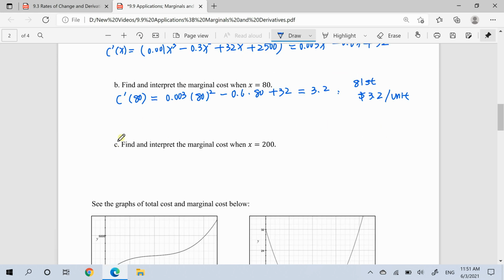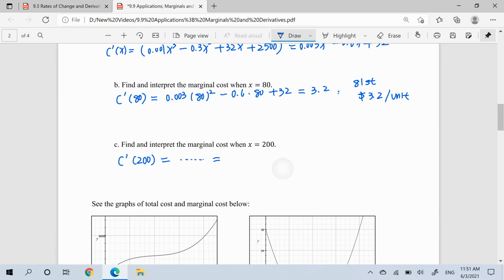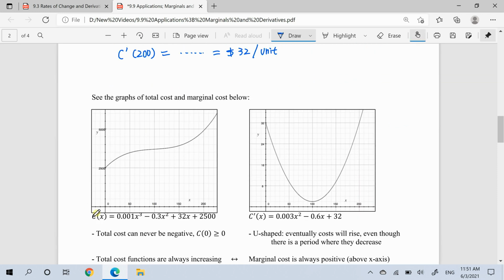Similarly, part C and B are the same, just change the number. Here it is 200, so you need C prime of 200. You just replace x by 200. Then we get 32. That means once you have one more unit, the cost would add $32. This is the graph for the cost function, and that's for the related derivative function.